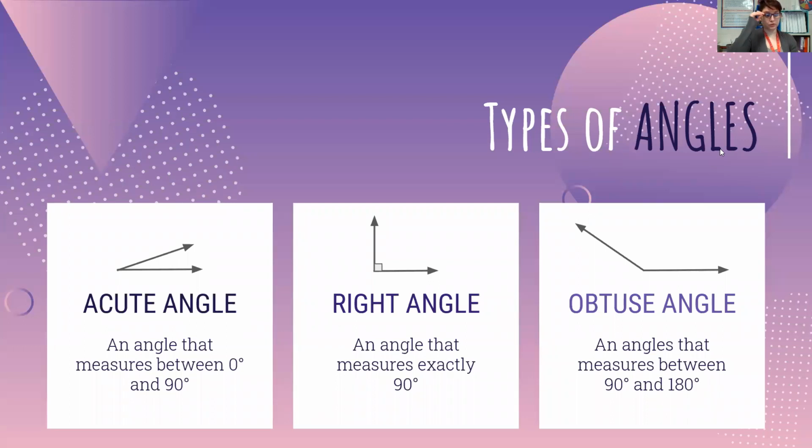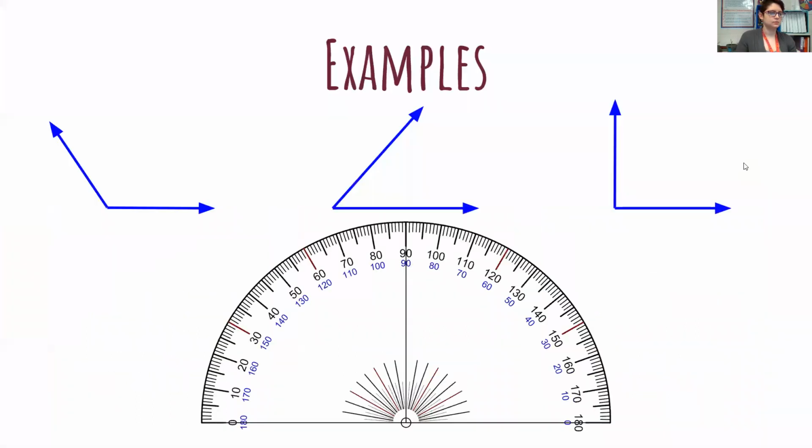So we're going to look at three types of angles. An acute angle is an angle that measures between 0 and 90 degrees. A right angle is an angle that measures exactly 90 degrees. An obtuse angle is any angle that measures between 90 and 180 degrees.